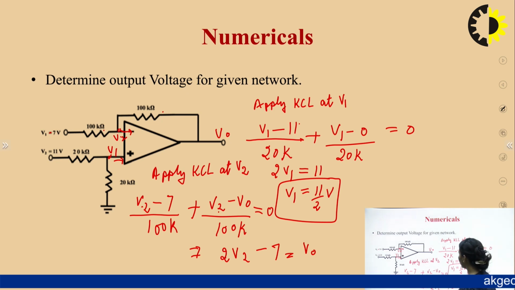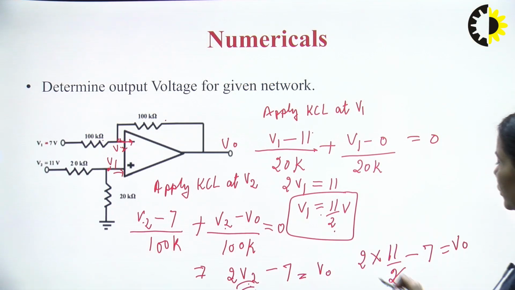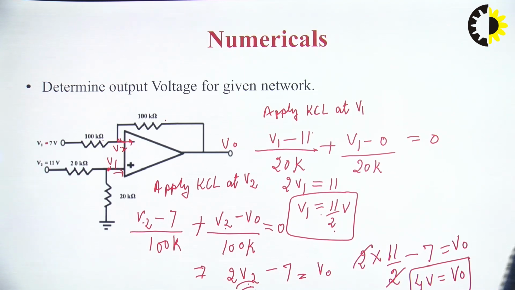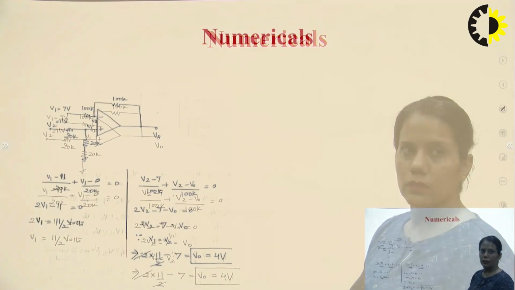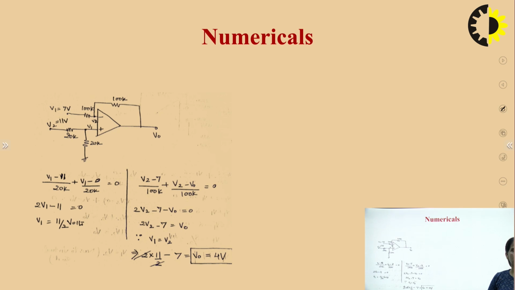So again 2V2, substituting the value of V1 equal to V2, because by using the concept of virtual short. So again substituting the value of V2, 2 into 11 by 2. We are substituting the value of V1 instead of V2. Minus 7 is equal to V0. 2 cancel, 4 volts is equal to V0. So this is how we solve this numerical. I hope this is clear. The same rule applies to all the numericals. Let's discuss another numerical.